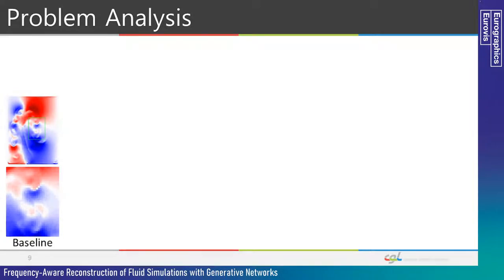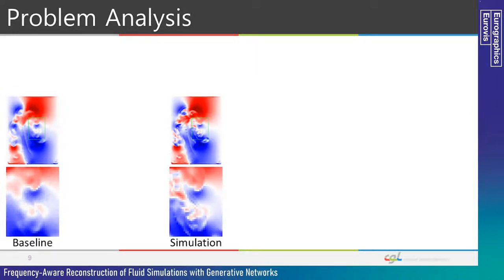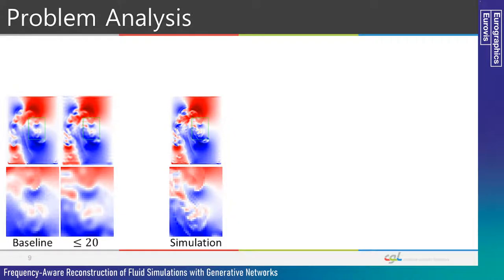We start from a reconstructed velocity field from our baseline on the left here, with the detail at the bottom. And of course, if you compare this to the simulation data, the ground truth data on the right, we see that a lot of high frequency detail is missing. If we now filter the ground truth data and only use the lowest 20 bands of a total of 80, we get something that looks like that, which is quite close to the baseline. So this shows that the higher 60 bands don't really get reconstructed by the baseline.